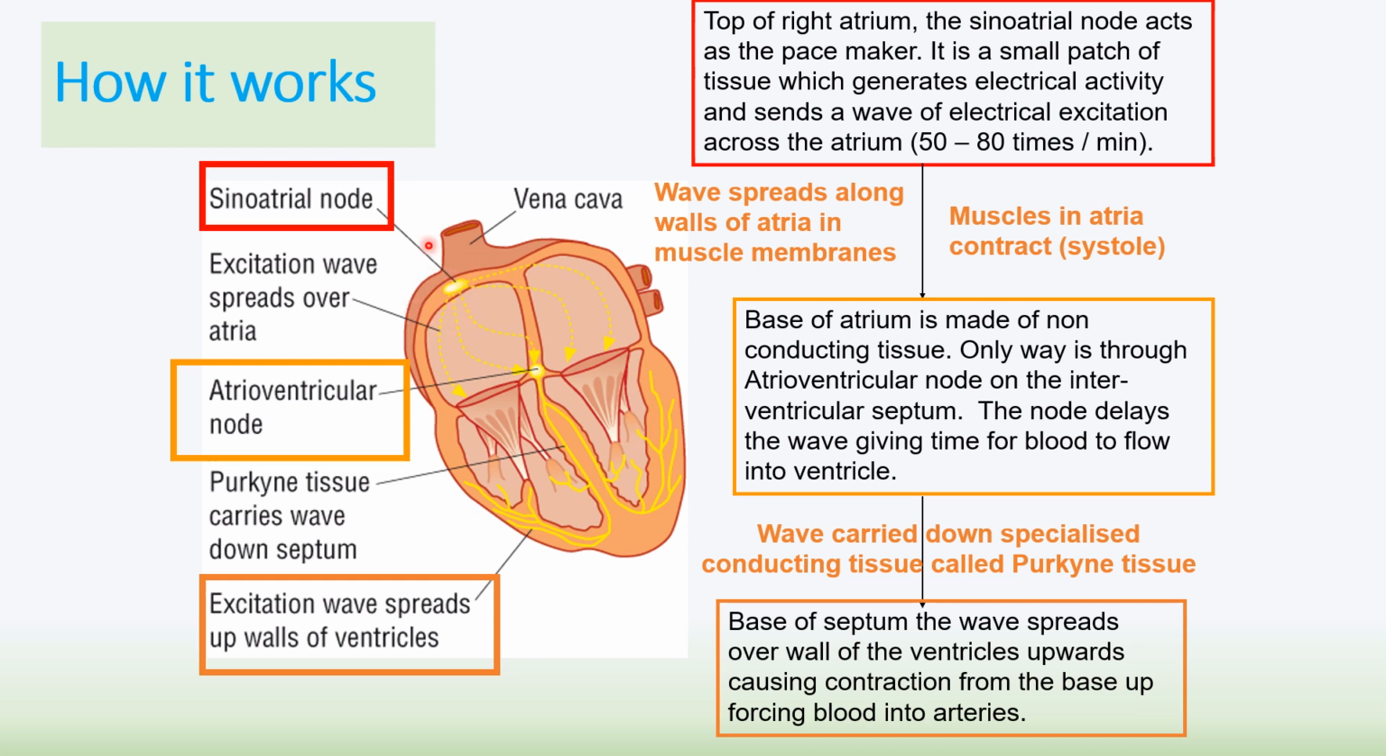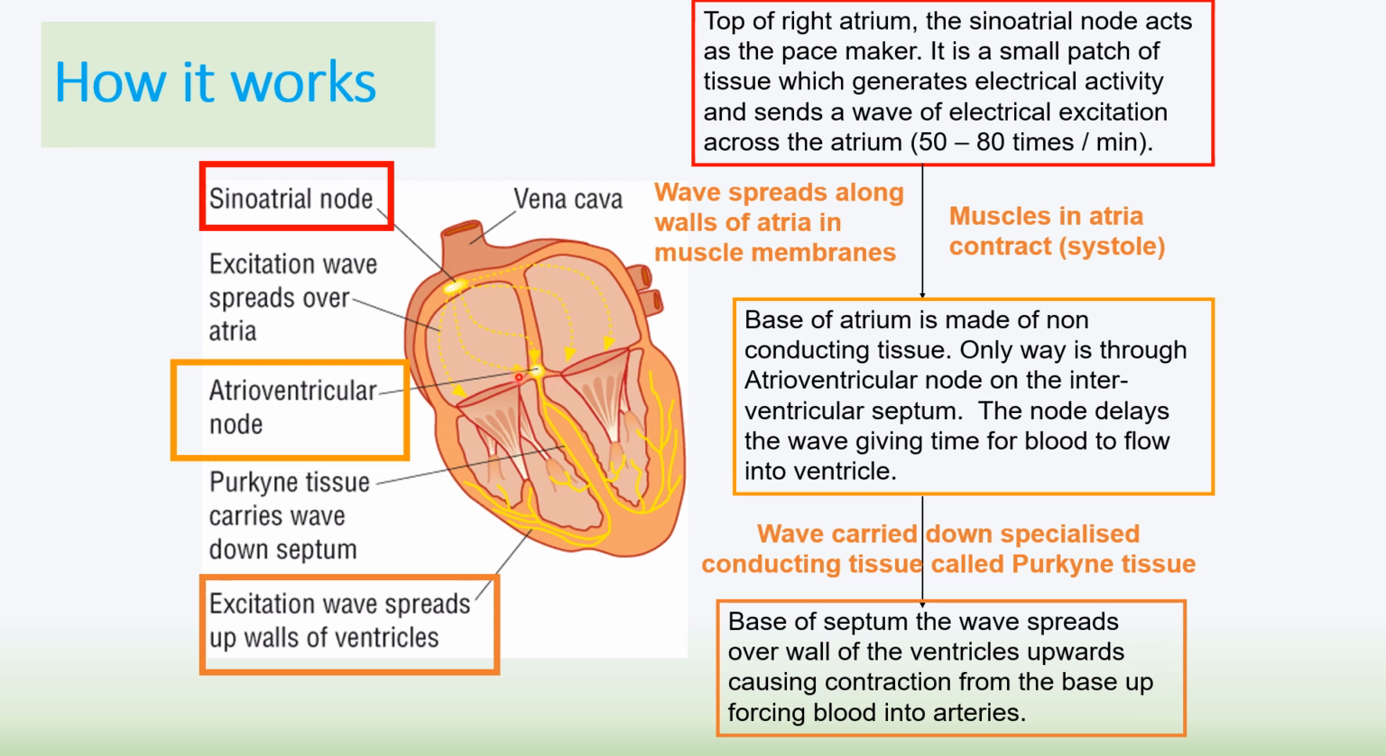And effectively, the sinoatrial node stimulates a wave of electrical excitation which spreads across the muscles on these lines you see here of the atria, causing the atrial muscle to contract, forcing the blood from the atria down into the ventricles. This wave spreads along the muscle walls of the atria, but it can't go straight down into the ventricles because there is a layer of non-conducting tissue here between the atria and the ventricles. So the wave of excitation travels through to this part here called the atrioventricular node, which is the only way down to the rest of the heart.